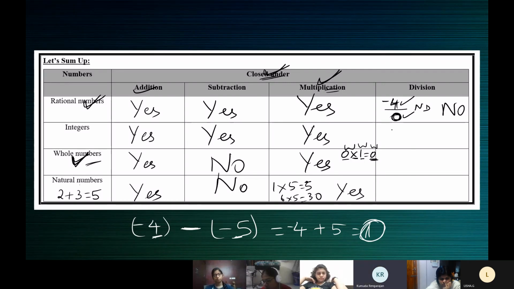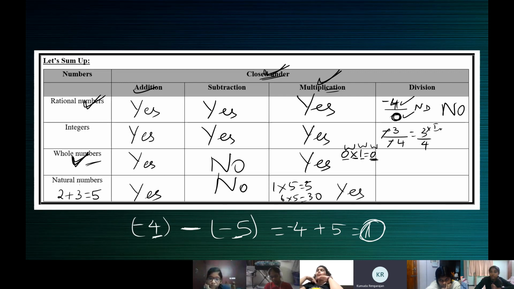Similarly, when you take two integers, now minus 3 is an integer, minus 4 is an integer. When you divide these two integers, the answer is 3 by 4, which is not an integer. So they are not closed. Integers are not closed under division.